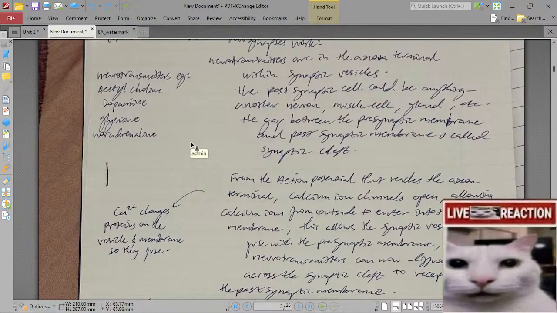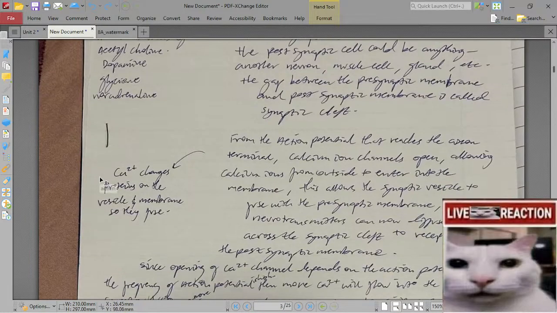I suppose, right? Because if the neuron was an effector cell, then yeah. Gland, etc. Muscle cell and gland. Those are usually what the effectors are we're kind of connected to. The gap between the presynaptic membrane and the postsynaptic membrane is called the synaptic cleft.